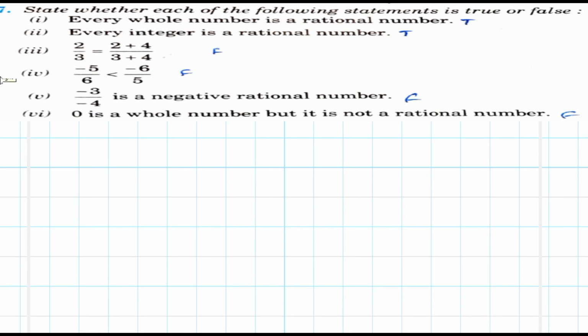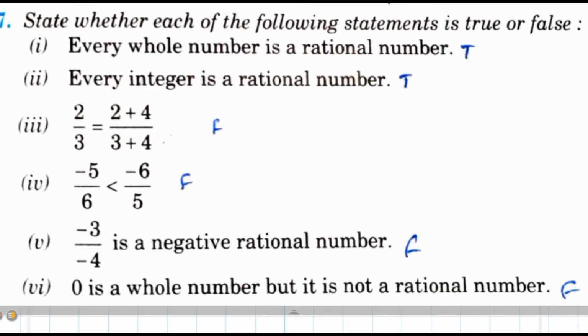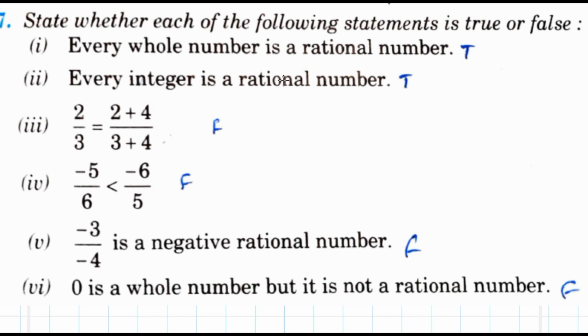Is it true or false, right? Let me expand it. So every whole number is a rational number. I have told you earlier, this is true, right? Every integer is a rational number. Yes, every integer is also a rational number. True.